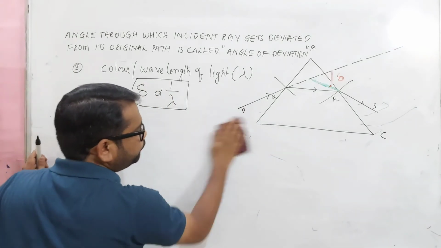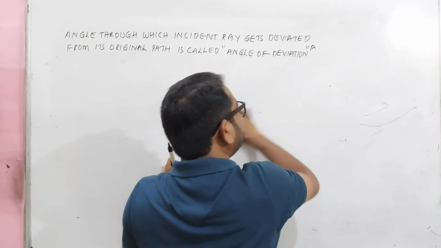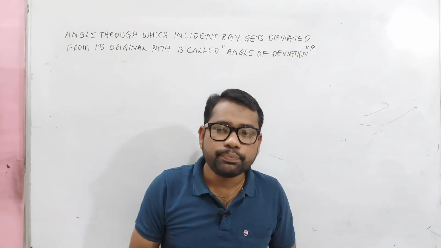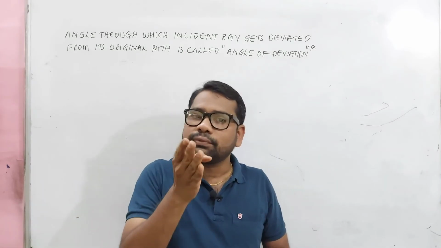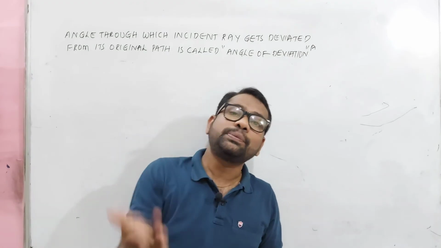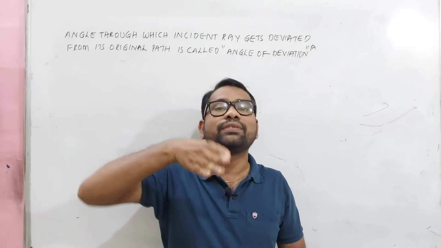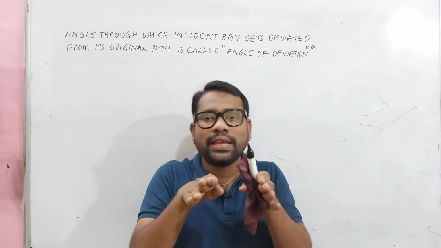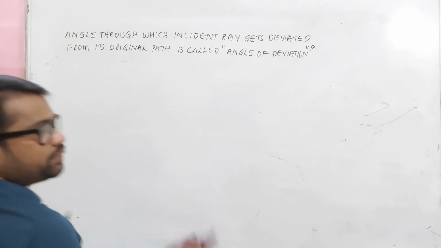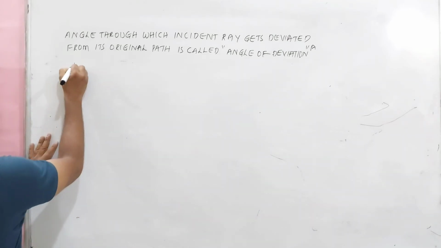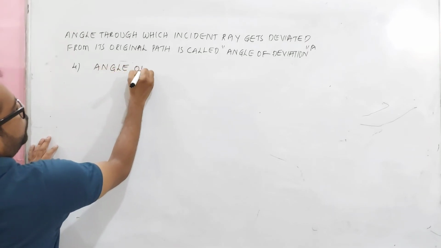And the fourth factor, dear children, is very important. So far we discussed three factors: the angle of the prism, the refractive index, and the color. Out of these three, either one is proportional or the other is inversely proportional. But the next factor is neither proportional nor inversely proportional, which means there won't be any linear relationship. That is the angle of incidence. Very important.